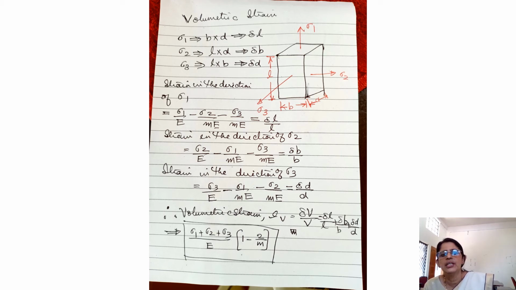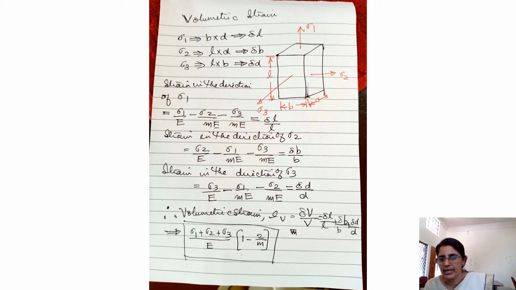Then we will come to the sigma 3 direction. When you pull in this direction, the dimension parallel to sigma 3 is D. So you get delta D by D. Sigma 3 by E is the direct strain over here, while sigma 1 and sigma 2 will produce lateral strain in the direction of sigma 3. So I have taken minus sigma 1 by ME minus sigma 2 by ME, which is equal to delta D by D. So we have delta L by L, delta B by B and delta D by D, the strain values in terms of stresses and at the same time in terms of dimensions also.